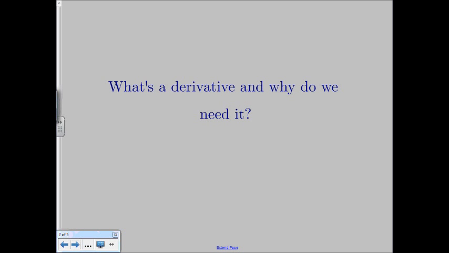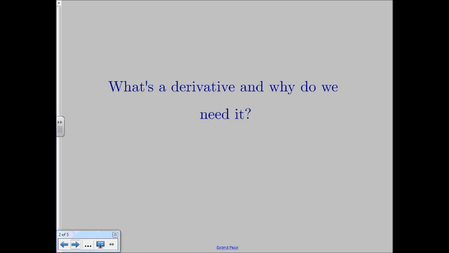So what is a derivative and why do we need to know about it? A derivative is a function that tells you the rate of change of something, and that's why it's really important. Derivatives help us to further analyze functions. We can talk about increasing and decreasing intervals of functions, how fast a function is changing. Derivatives become really important when we start talking about position, velocity, and acceleration functions and all that great stuff.